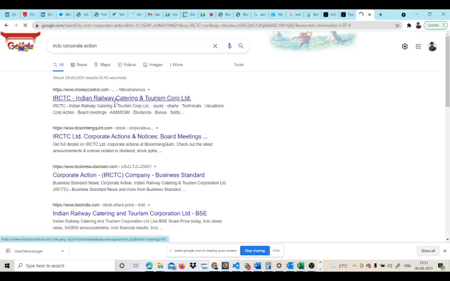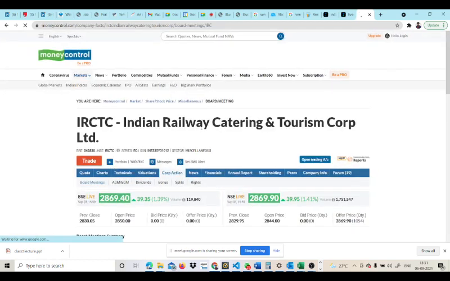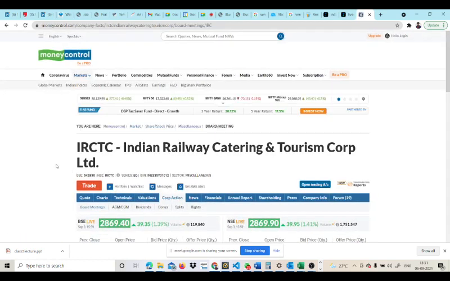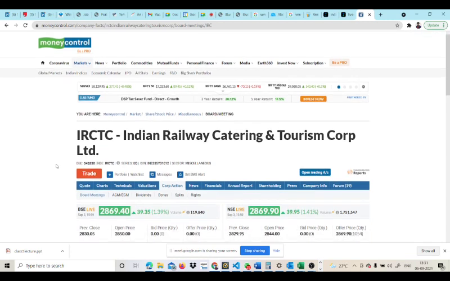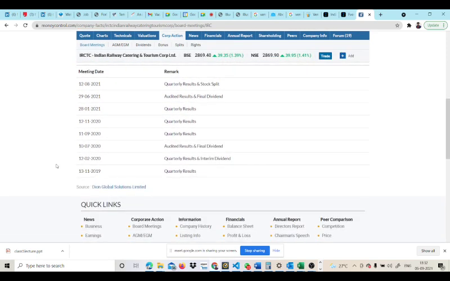Money control. So definitely we'll see. Or else even you can see this information on Bloomberg as well. Bloomberg is one of the sources of information that you can access all the information from there.